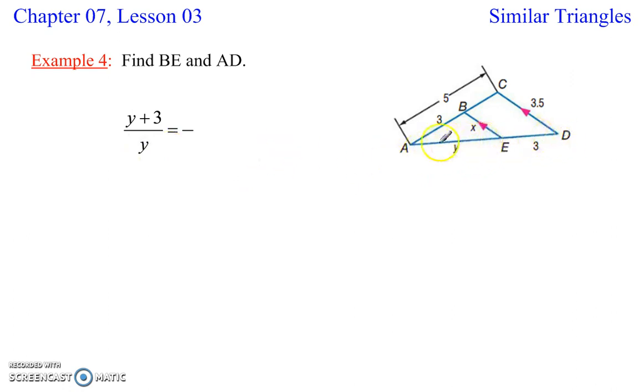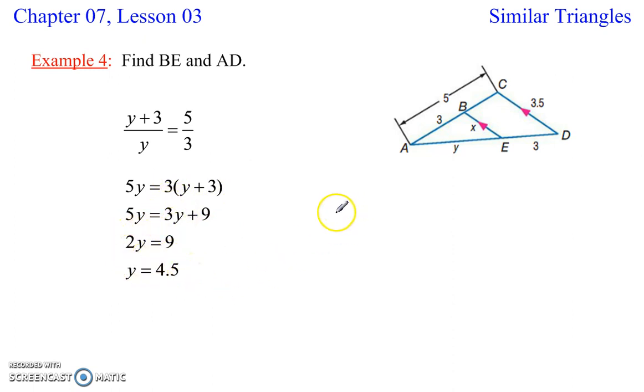And so long length to short length, so long length goes on top, 5 to 3, and then cross multiply to solve, 3 times y plus 3 and y times 5, distributive property, and subtract, eliminate the variable term on one side, divide, and y is 4.5.